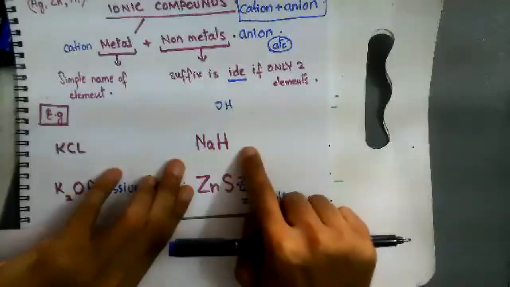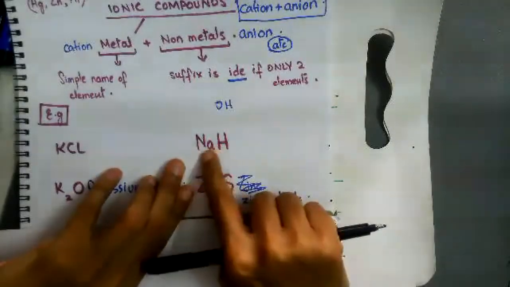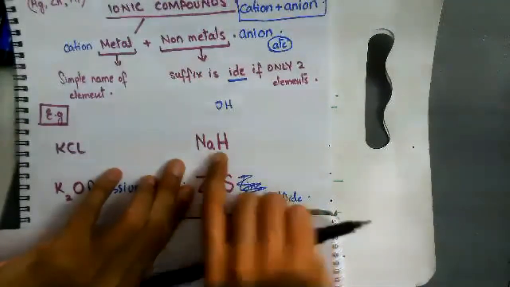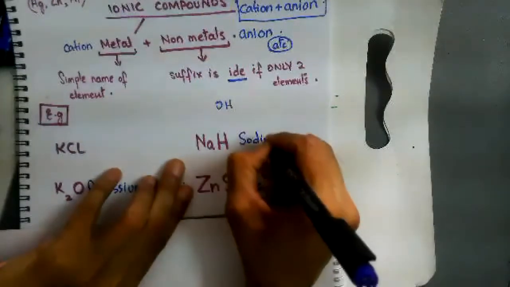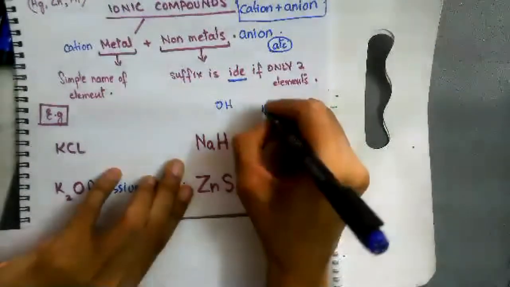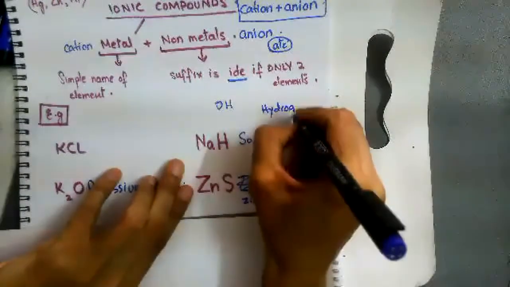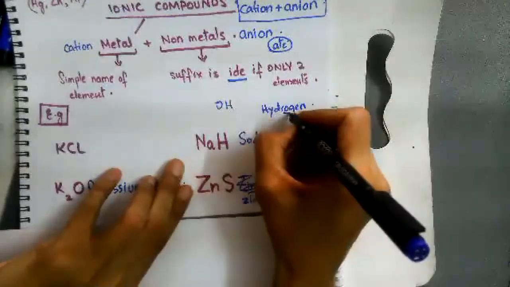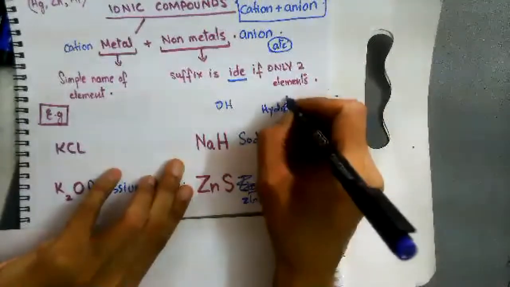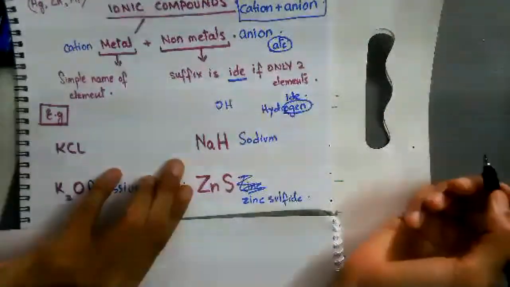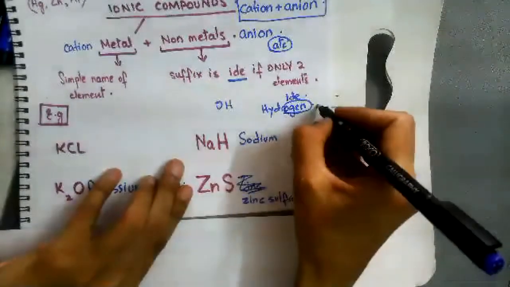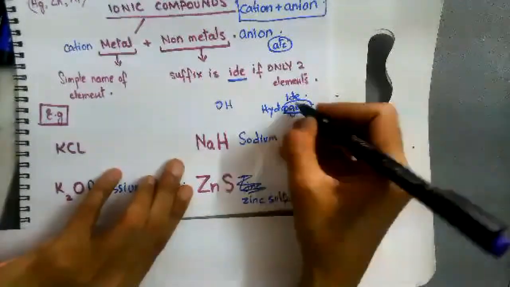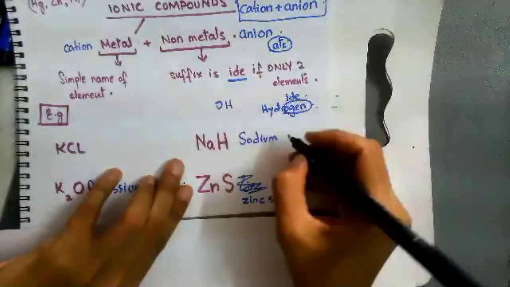Simple. So what is this? Sodium hydrogen. Very good. Yes. Sodium hydrogen. Dekho beta, hydrogen hai na? Right? Skip "ogen", add ide, hydride. Okay. Skip "ogen" and add ide instead. Sodium hydride.